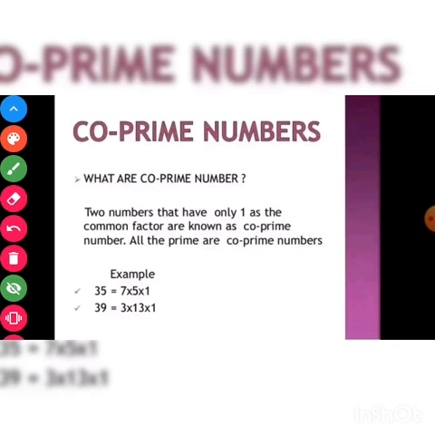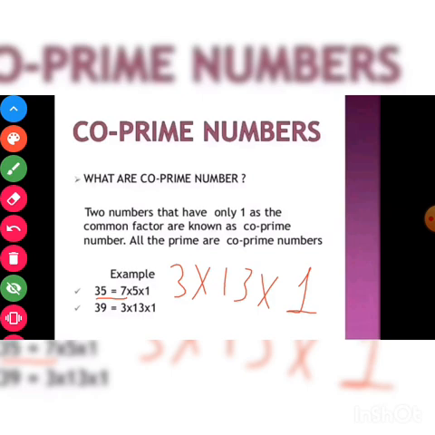Now let's take an example. Take 35. The factors of 35 are 7 multiplied by 5 multiplied by 1. As you know, 1 is a factor of each and every number. Now the next number we are going to take is 39. The factors of 39 are 3 into 13 into 1. And if we try to find the common factors between them, you will get 1 there. So the common factor between 35 and 39 is 1. So they are coprime numbers.